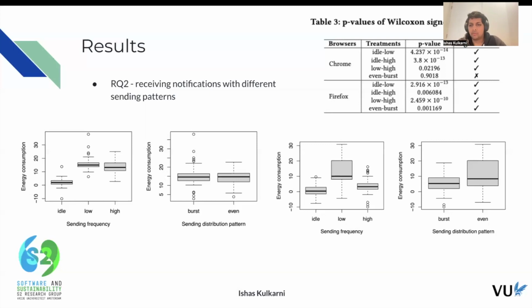Coming to the different message sending frequencies for Chrome and Firefox, we get a p-value less than 0.05. Hence, we can reject the null hypothesis, as we can evidently see in the table here and also in the box plots corresponding to sending frequency for both Chrome and Firefox browsers. Thus we can reject the null hypothesis in this case for the different sending frequency of messages. These were mainly our results.